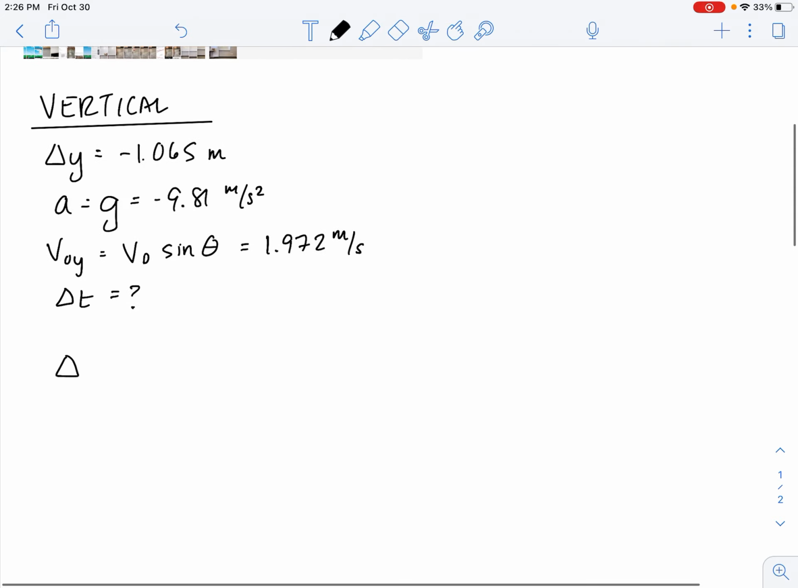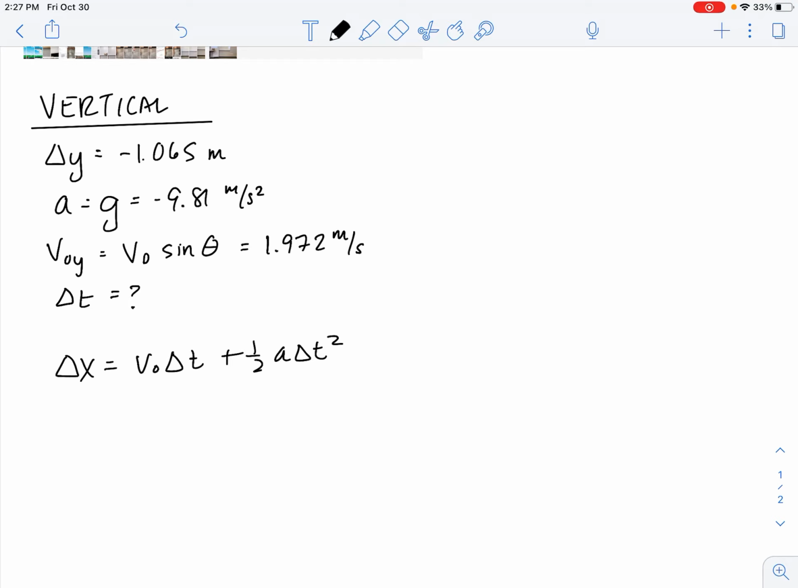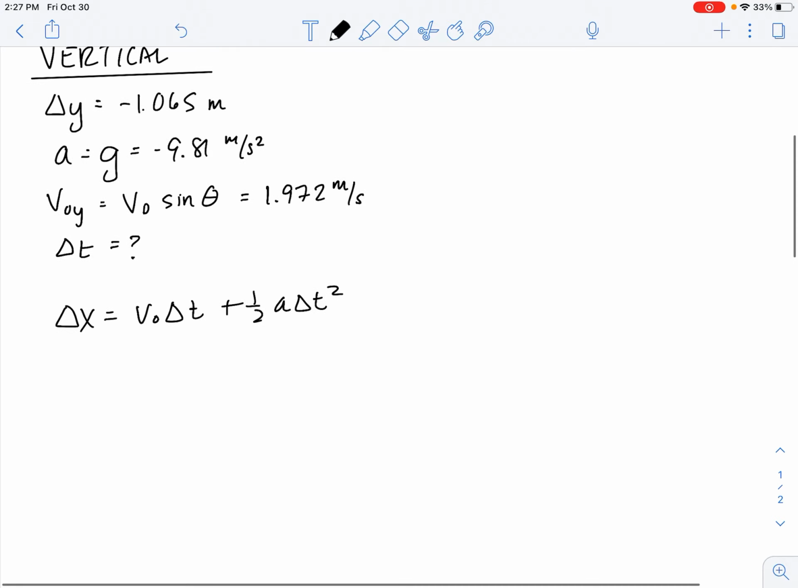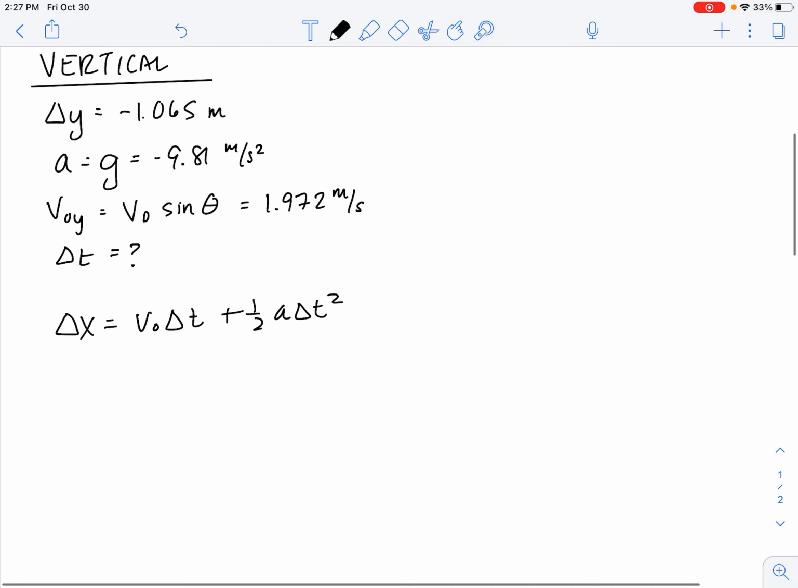And I can apply one of our kinematic equations. We know delta x equals v naught delta t plus 1/2 a delta t squared. When we apply this to objects that are launched, we're going to apply it to the vertical direction because we know that the vertical direction is accelerating.